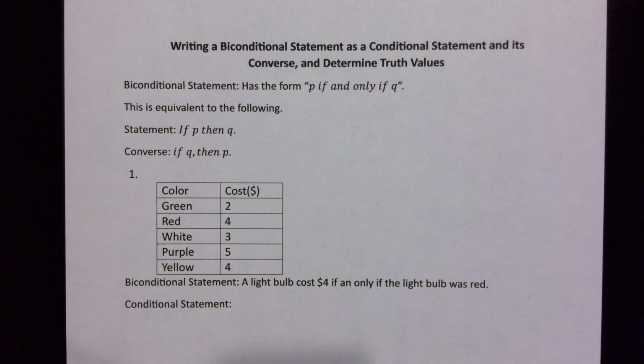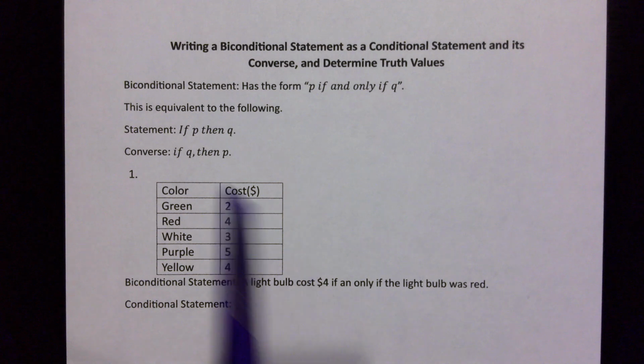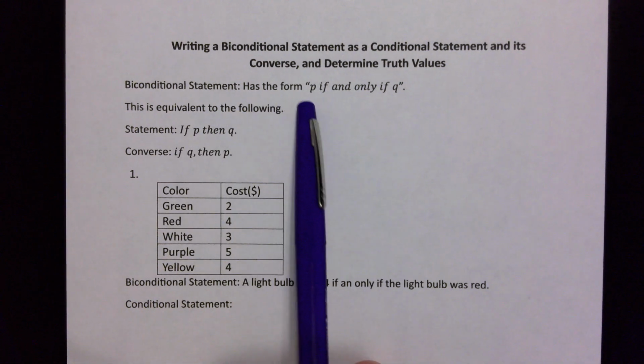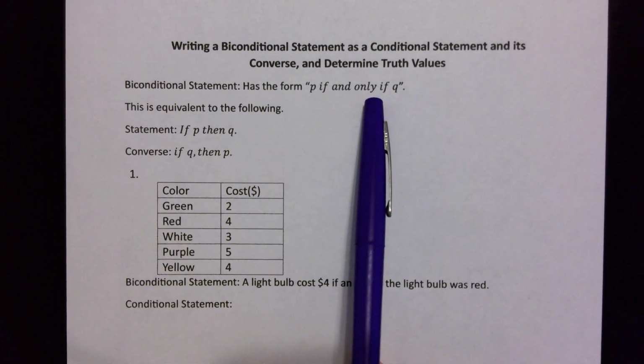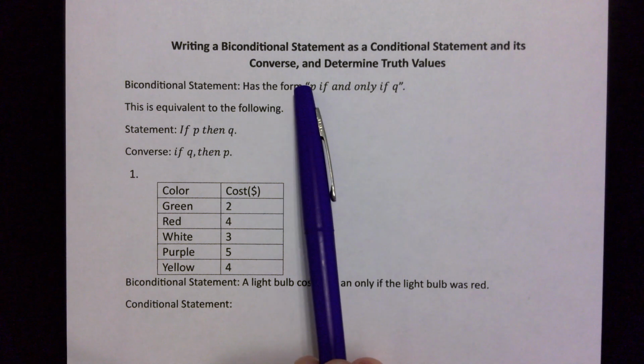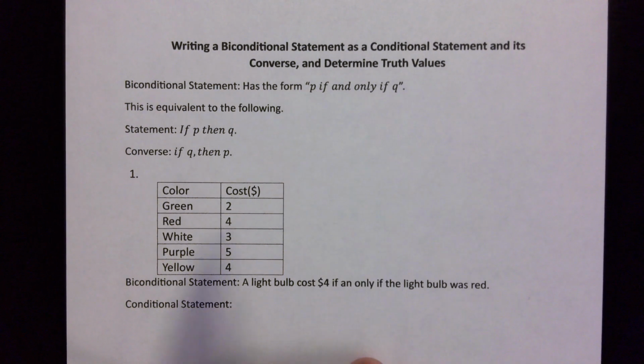In this video, we are going to be writing a biconditional statement as a conditional statement, and then its converse, and then we're going to determine the truth values, whether it's true or false. We have a biconditional statement, which has the form P if and only if Q. P is true if and only if Q is true.